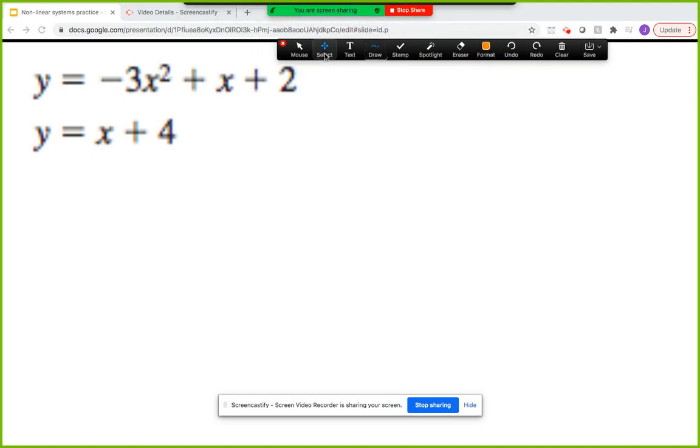Hi everyone. So I'm going to go over this first example with you, and then the next example you will do on your own and type in the solution into the Edpuzzle.